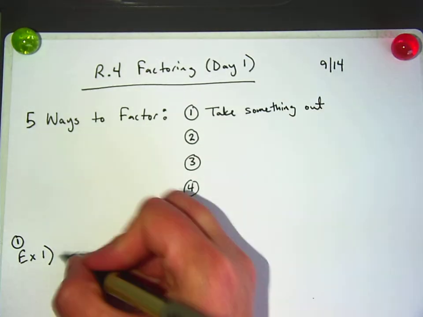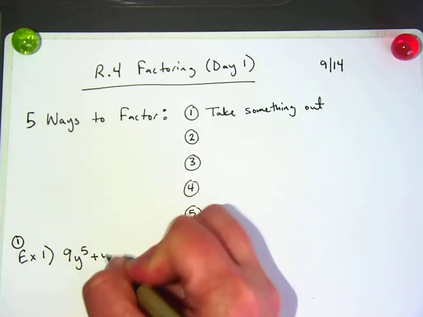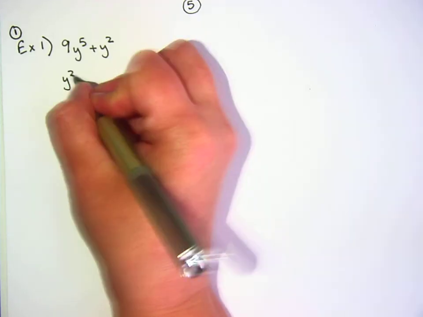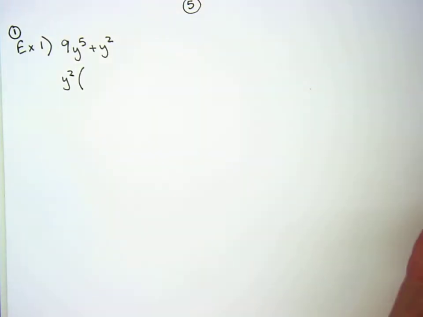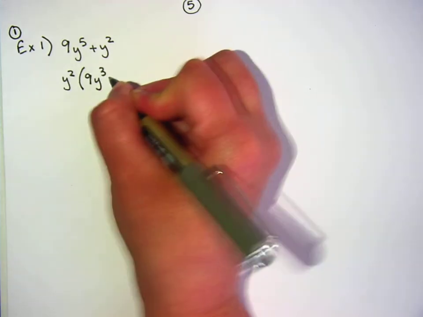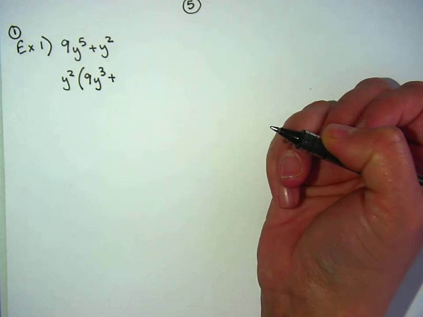All right, so how about this one? Factor 9y to the 5th plus y squared. What can I take out of both of those terms? It has to be completely in both those terms. Michaela. Y squared. So a y squared goes on the outside, and then the leftovers go on the inside. What do I do if the whole thing is that? It's 1.